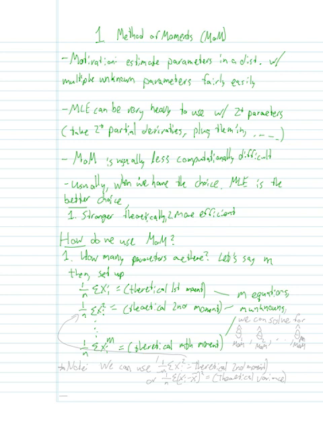Now, from these, we have m equations, m unknowns, and we can solve for each parameter, or our estimate for each parameter, that is. I'm going to write theta hat sub 1 MOM to signify we used method of moments, theta hat sub 2 MOM to theta hat sub m MOM.